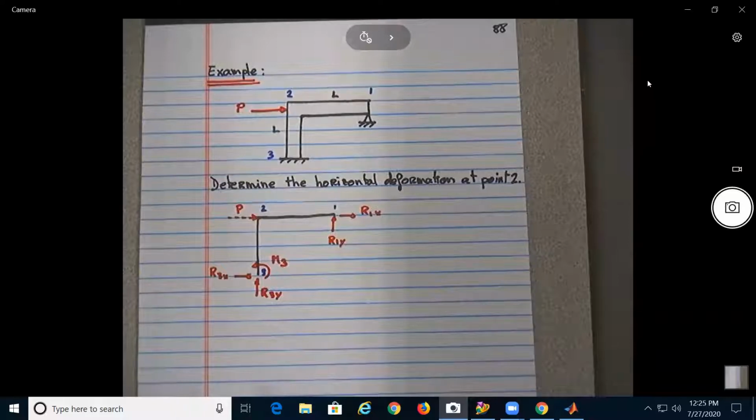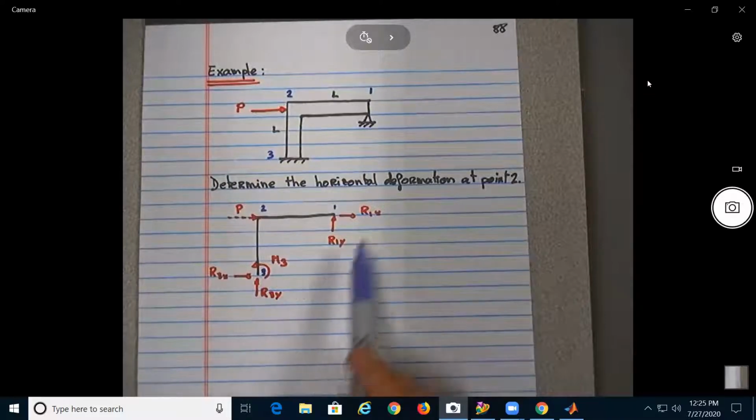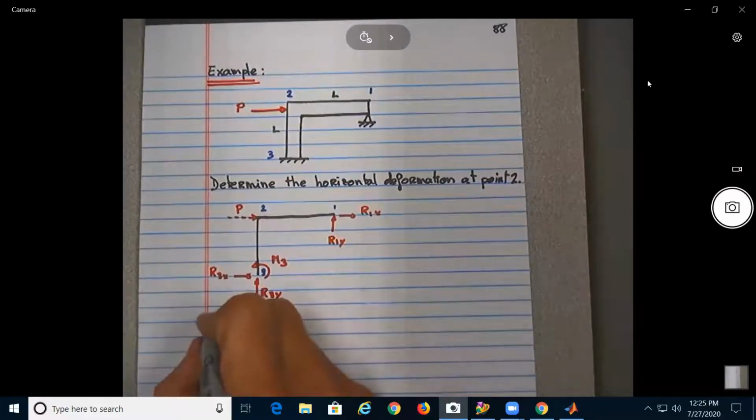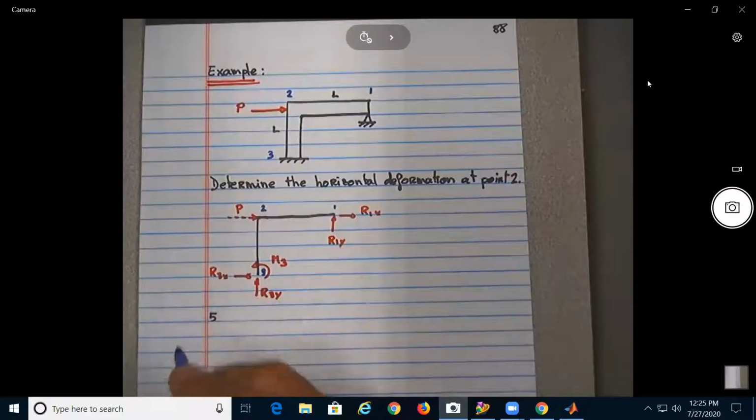Okay, so over here, just like initially, how many unknowns do we have? We have R1X, R1Y, R3X, R3Y, and M3. So that means 5 unknowns.